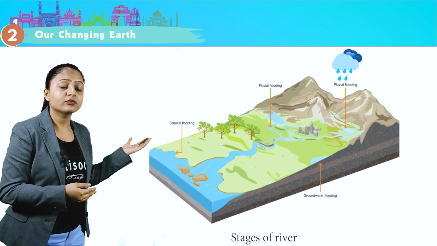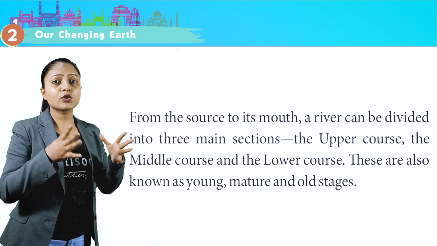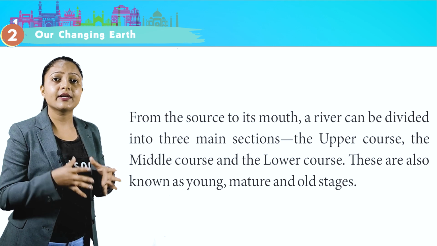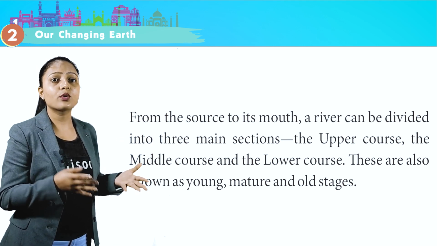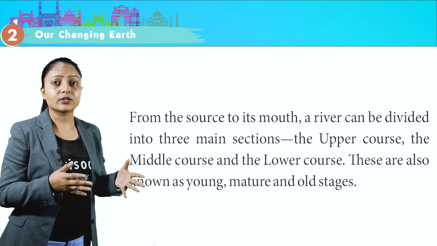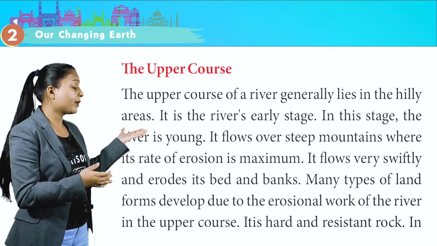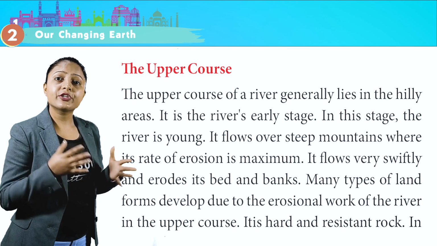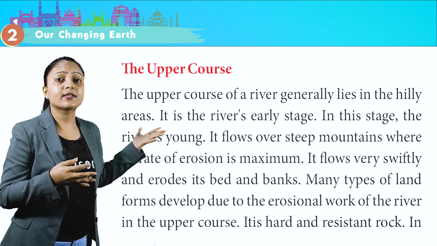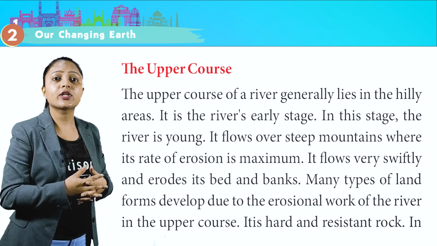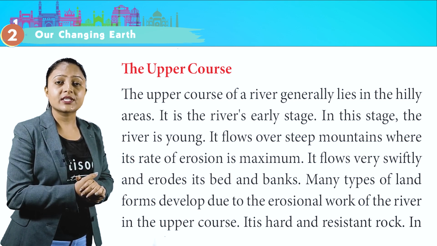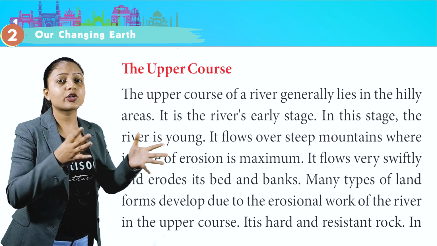This is the image of stages of a river. From the source to its mouth, a river can be divided into three main sections: the upper course, the middle course and the lower course. These are also known as young, mature and old stages. The upper course. The upper course of a river generally lies in the hilly areas. It is the river's early stage. In this stage, the river is young. It flows over steep mountains where its rate of erosion is maximum.